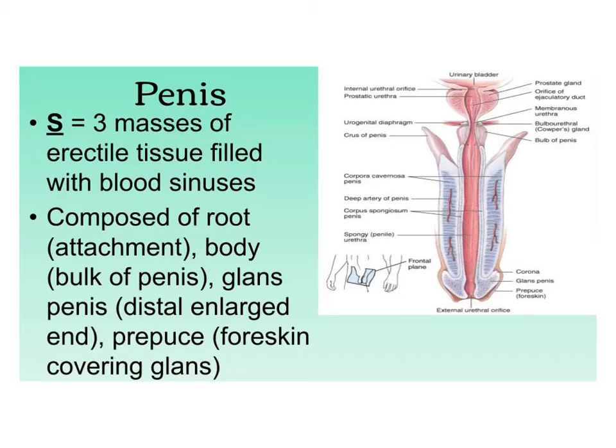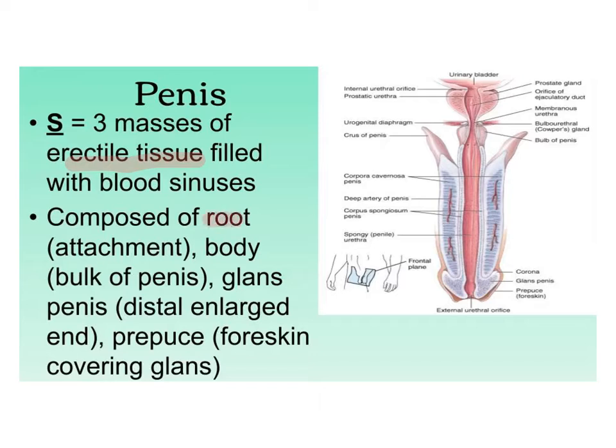Now, a lot of people are confused about what the penis is composed of, and it's actually composed of something called erectile tissue. Erectile tissue is kind of like spongy tissue. It's filled with a bunch of sinuses for blood. And it's blood flow that allows the penis to become erect when a male is aroused.